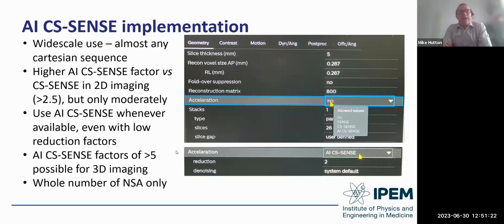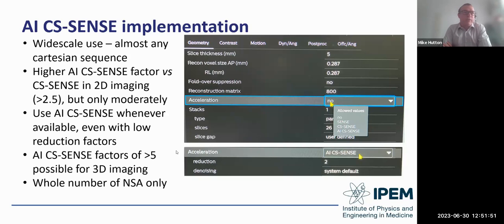Moving on to AI CS Sense, the AI element of the Philips implementation. Again, there is wide-scale use of this across 2D and 3D sequences. Any or almost any Cartesian sequence can have AI CS Sense applied to it. So you will be able to increase your reduction factor, your acceleration factor, using AI CS Sense compared to CS Sense, or even compared to Sense.